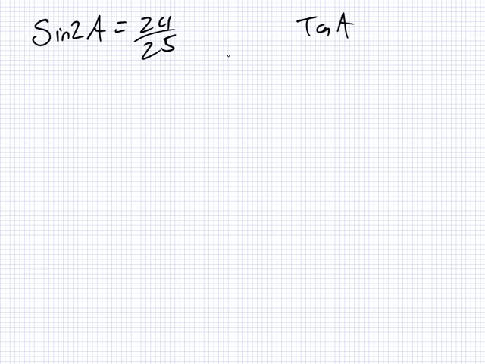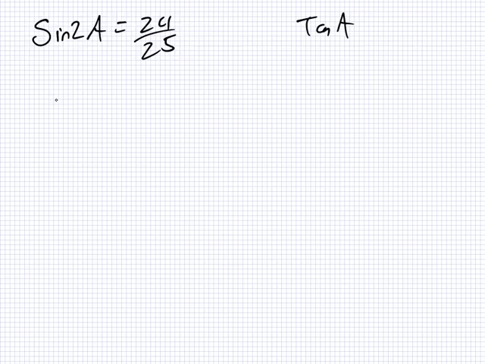Right, what's the question, Musharif? Sine 2A equals 24 over 25. Find tan A. A is acute. They're all acute here, which is convenient. So the one Musharif asked me to do is to find tan A.